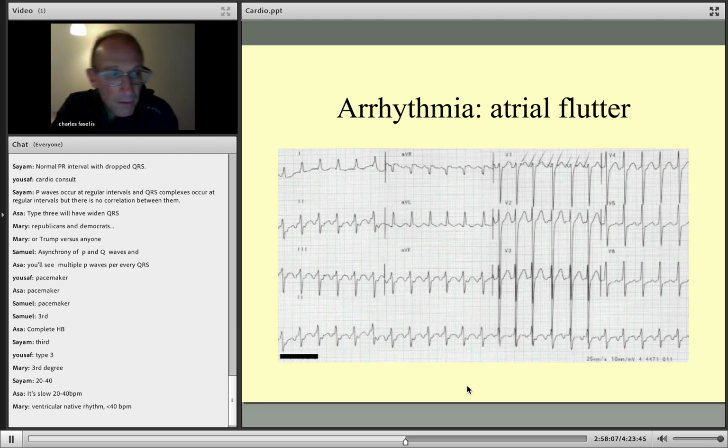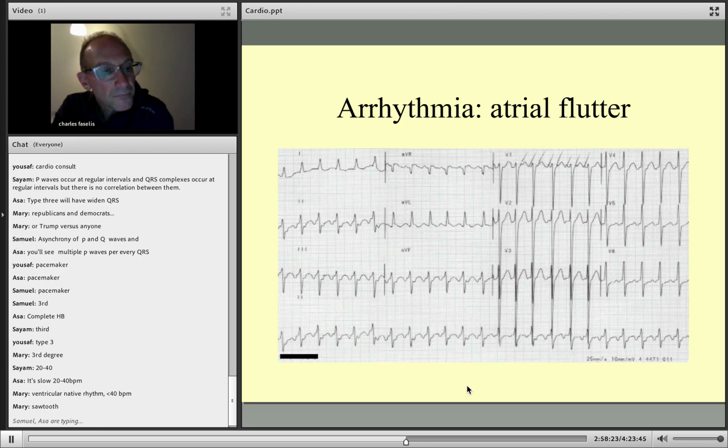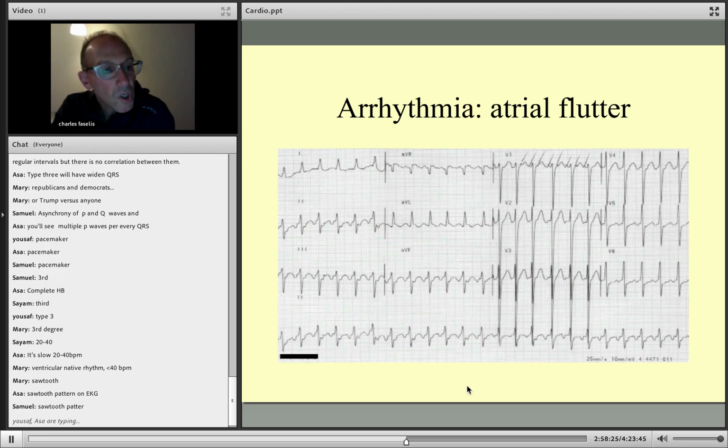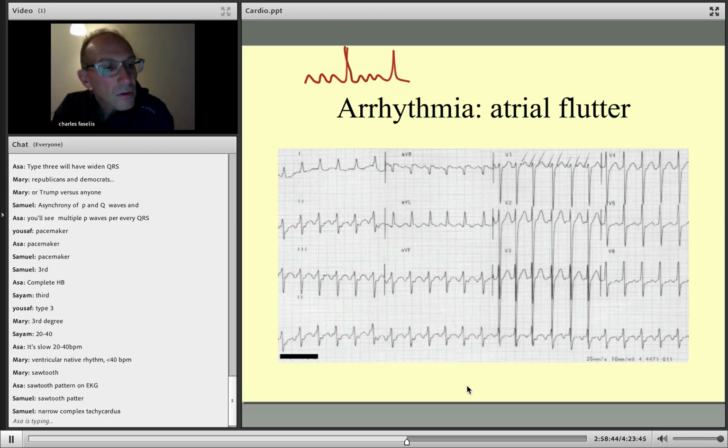All right. Let's talk about some tachyarrhythmias. I want to talk about a flutter and a fib. All right, tell me some things you guys know about a flutter. Sawtooth pattern, right? It's not so nicely evident in this one. It looks kind of like this, right? Kind of like this. Okay? All right. Other things you know.